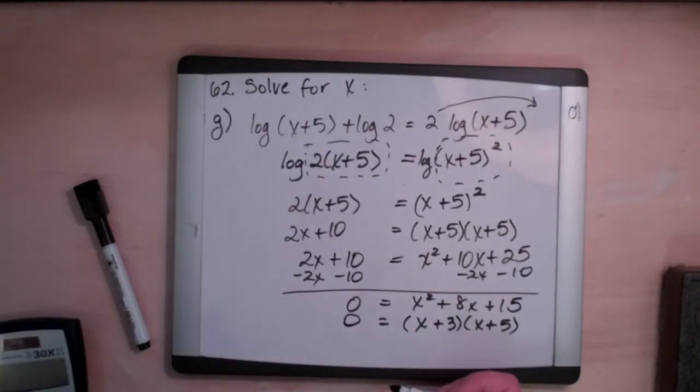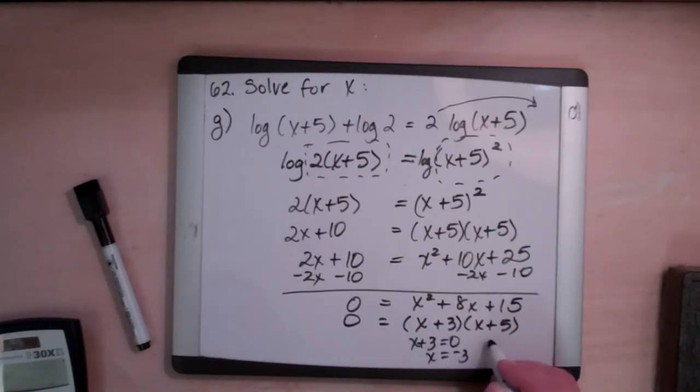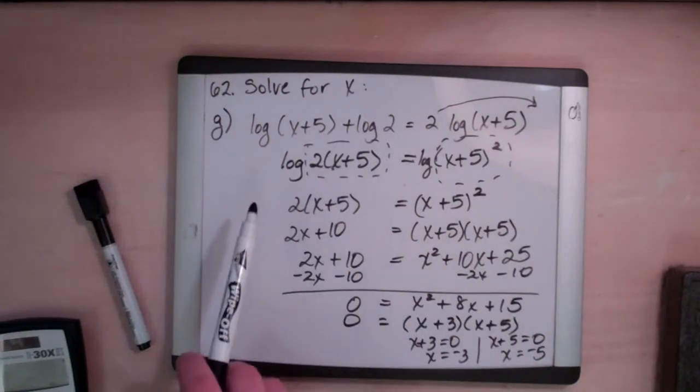And using zero product rule, I can set each of these individual factors equal to 0. Say, all right, if x plus 3 equals 0, then x is minus 3. Or x plus 5 could equal 0, so x is negative 5. Okay, so I have two possible solutions, and I need to go back and check them in the original equation.